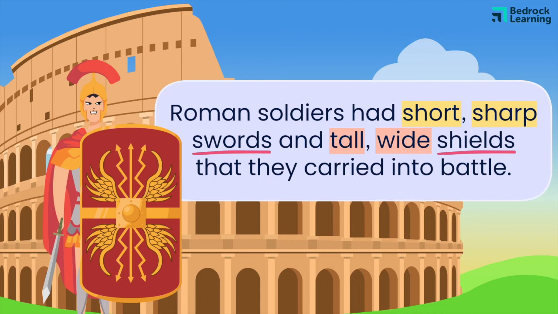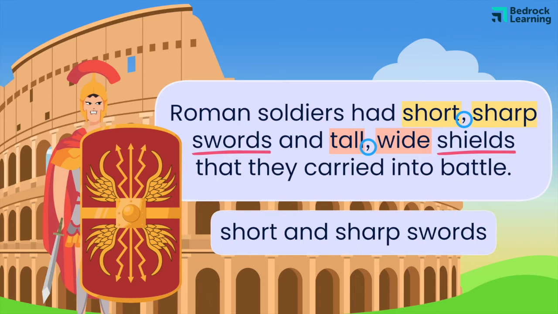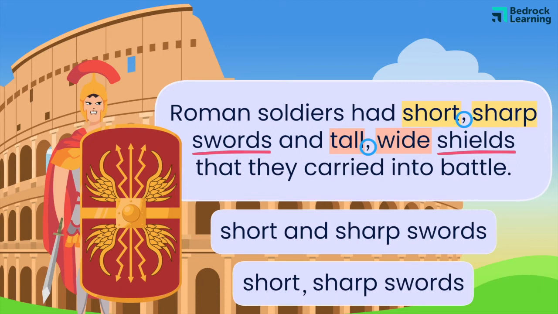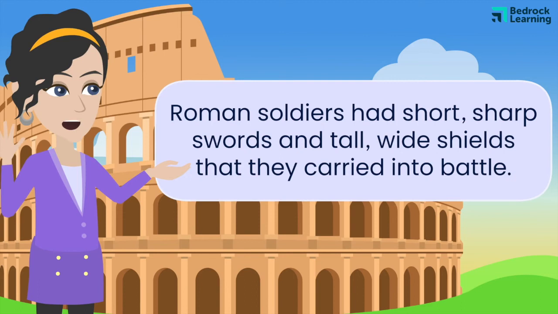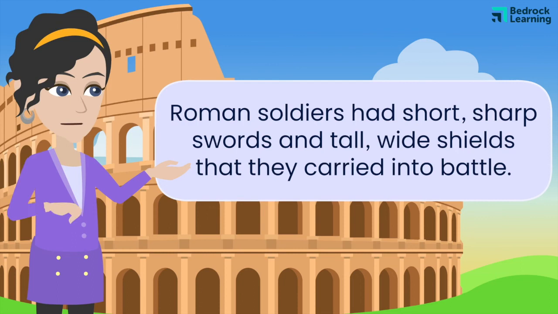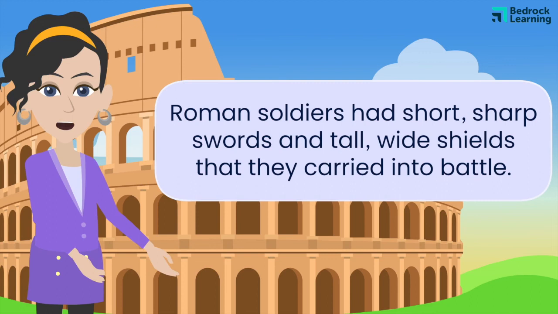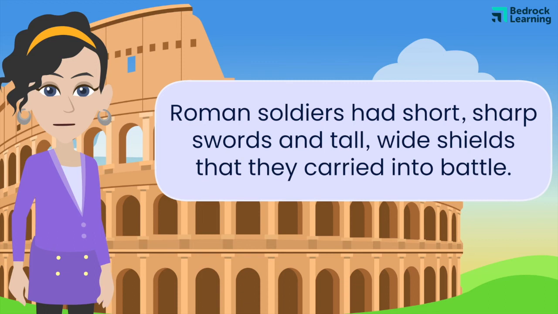Here, the comma is being used in place of the word and. Rather than saying, Roman soldiers had short and sharp swords, we can say they had short, sharp swords. Remember, whether you join your adjectives together using a comma or the word and is your choice. Think about what you feel sounds or looks better on the page. Because these adjectives are telling us different things about the object in the sentence, the commas create a gap between short and sharp, so that we read the sentence accurately.